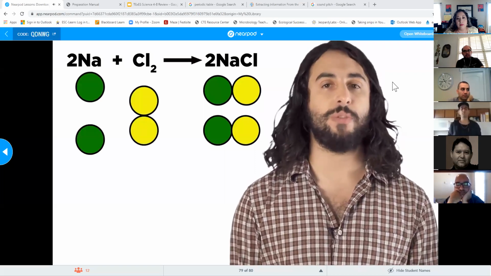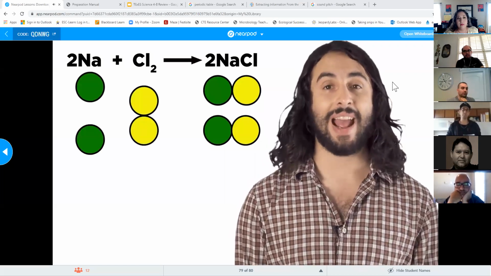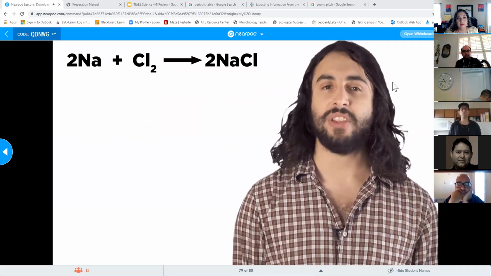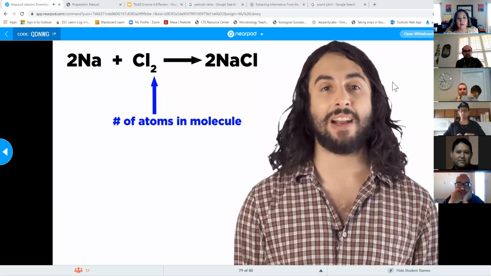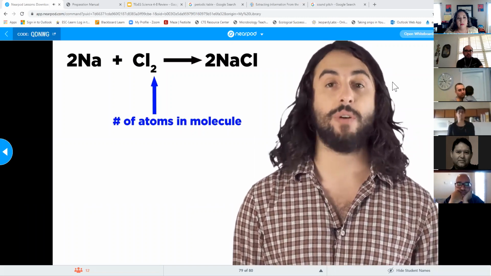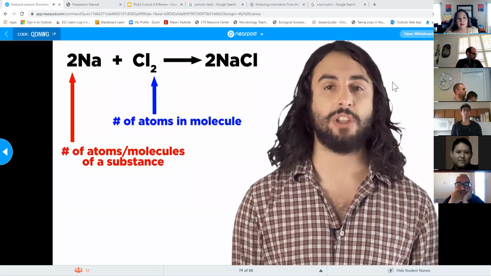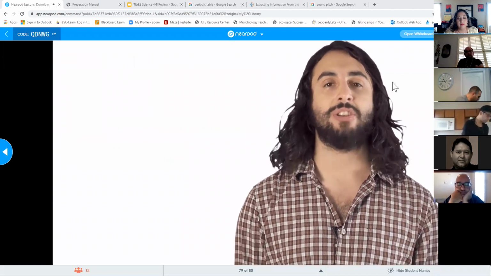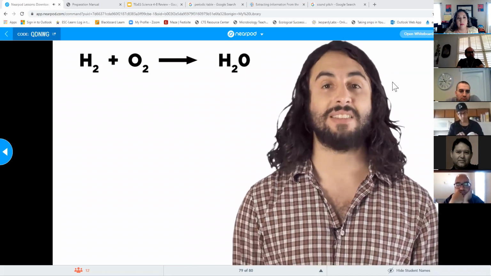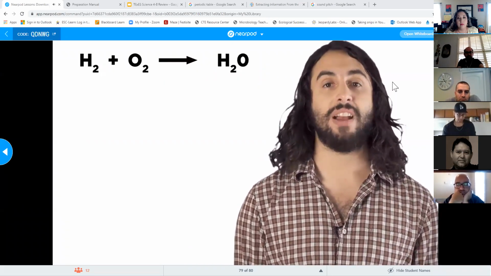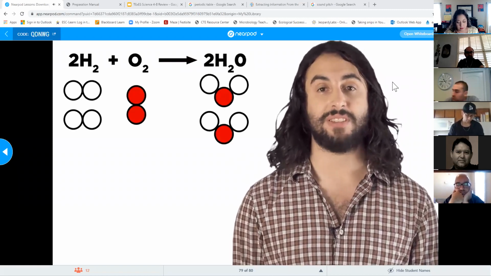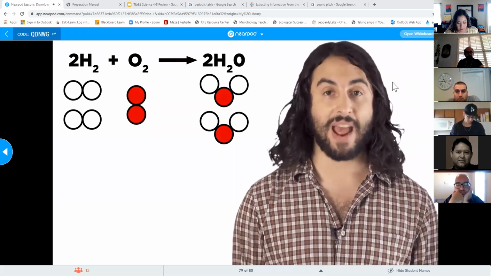We need to include coefficients before each substance to indicate how many of each we need to make the equation balanced. Let's make the distinction that these subscripts tell us how many atoms of a given element are in one molecule, whereas these coefficients tell us how many of that molecule there are. In the reaction where hydrogen gas and oxygen gas go to make water, we can see that the gases have 2 atoms each, and water has 2 hydrogen atoms and 1 oxygen atom. We will need to combine these substances in this ratio to make this equation balanced.